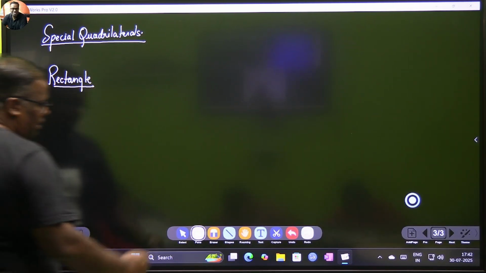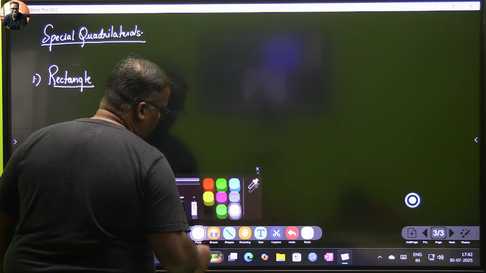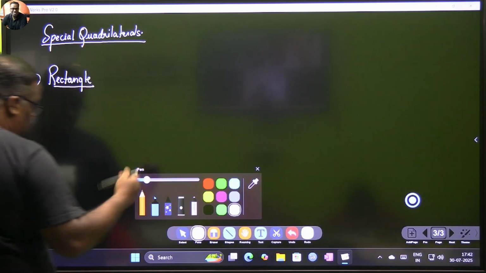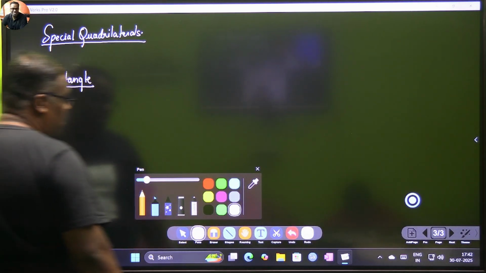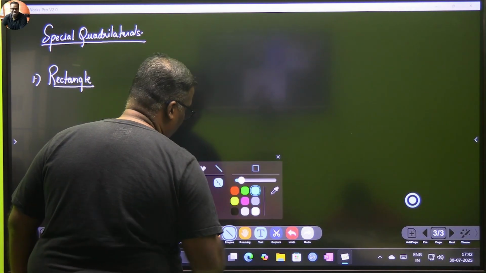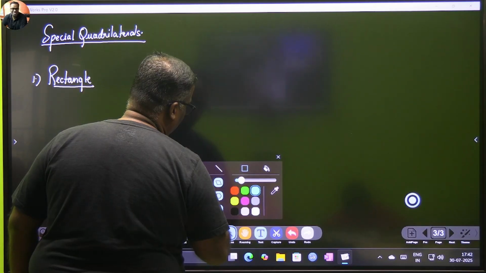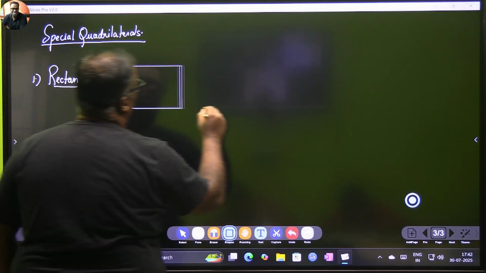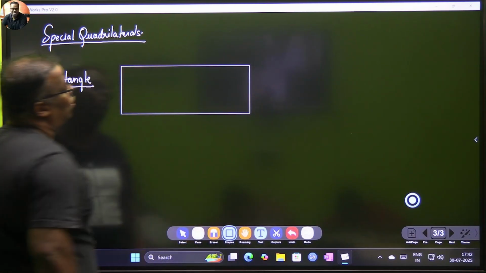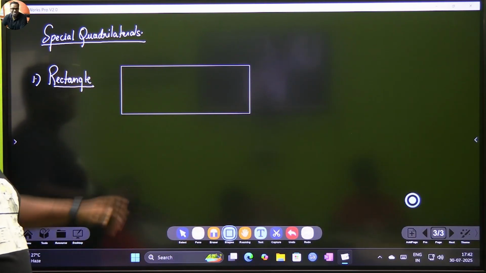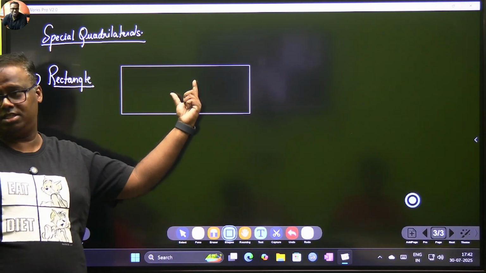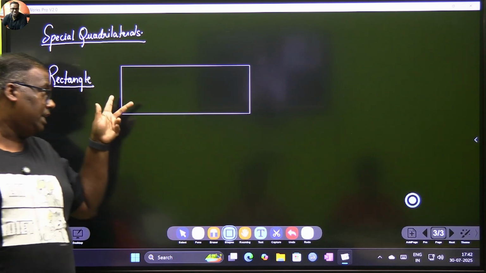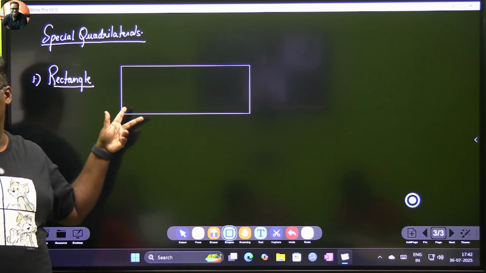A rectangle is a quadrilateral in which opposite sides are equal in their sizes and adjacent sides are not equal. Further, we say that the angle at the vertices will always be 90 degrees. So what is a rectangle? It's a quadrilateral where opposite sides are equal in length. Adjacent sides need not be equal in length, right?